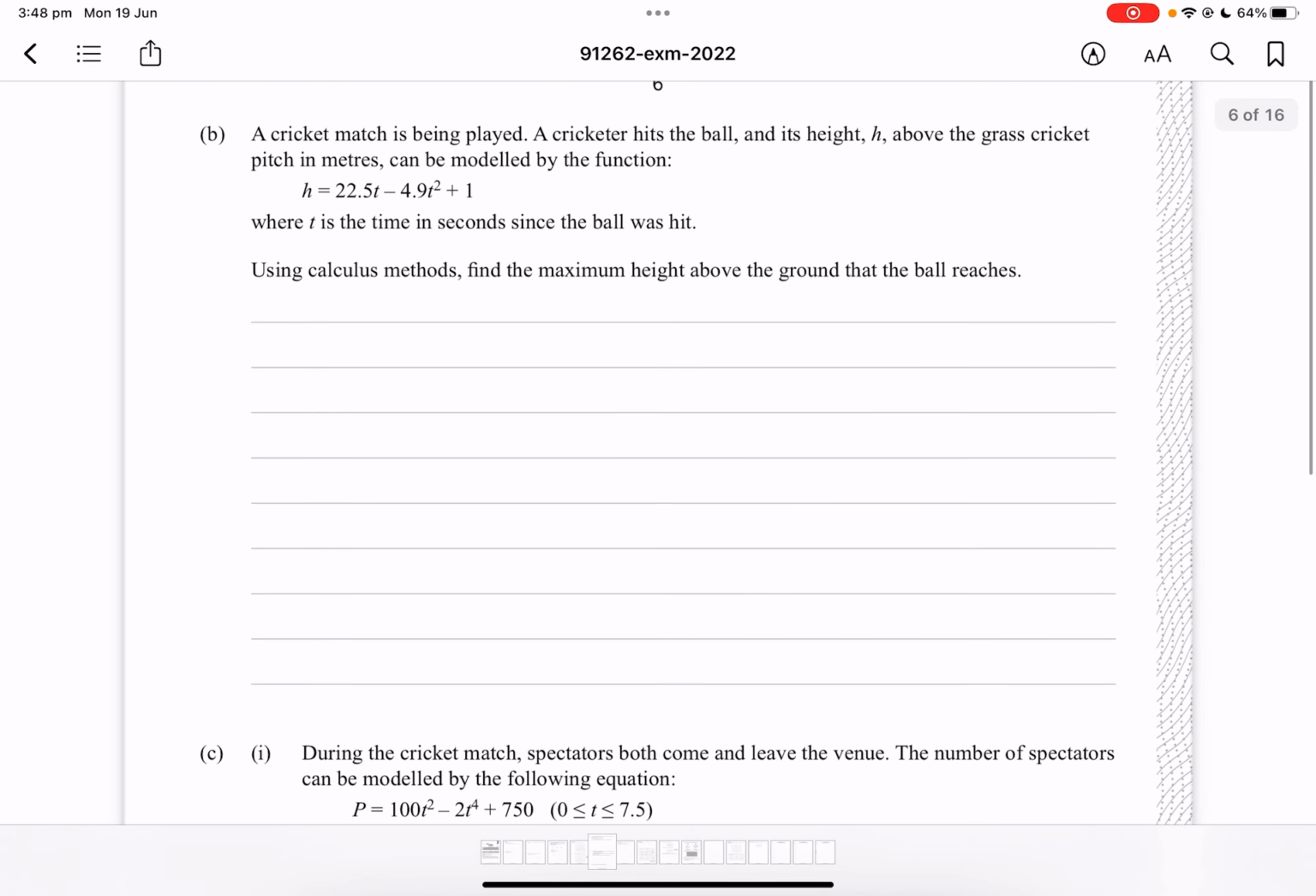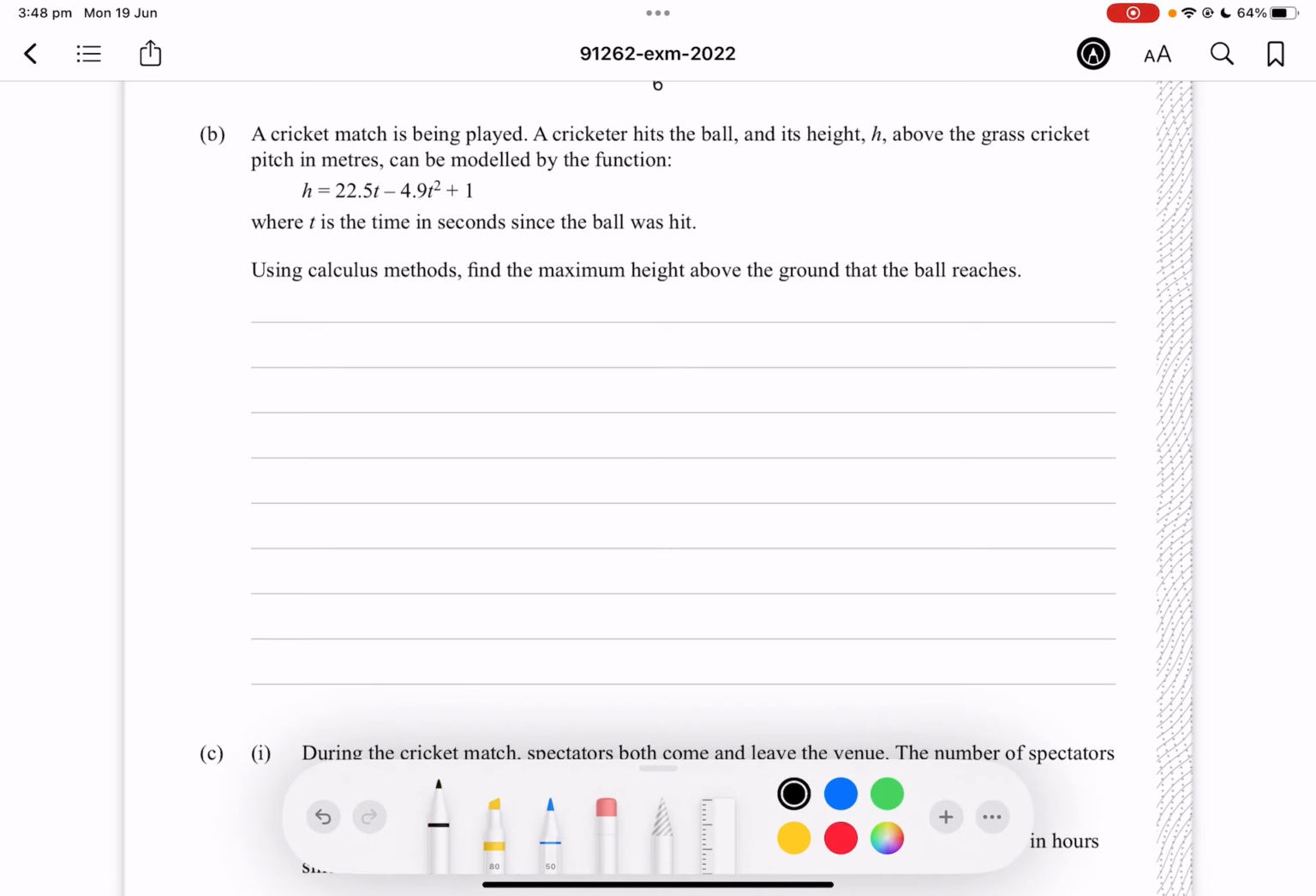Cool. Question B. A cricket match is being played. The cricketer hits the ball, and the height h above the grass cricket pitch in meters is modeled by the function, where t is the time in seconds since the ball is hit. We can try to find the maximum height above the ground. So this is again one of those questions where you just find the derivative, make it equal to 0, and then substitute back into the original equation.